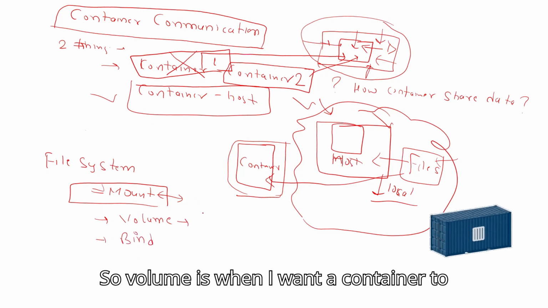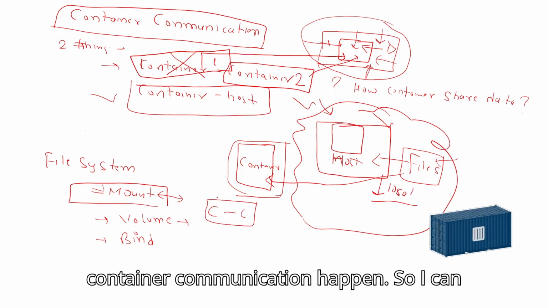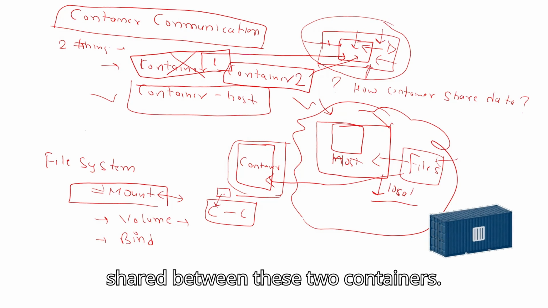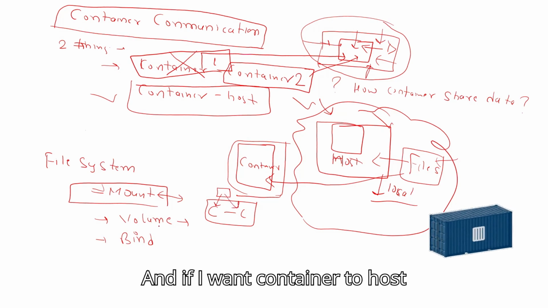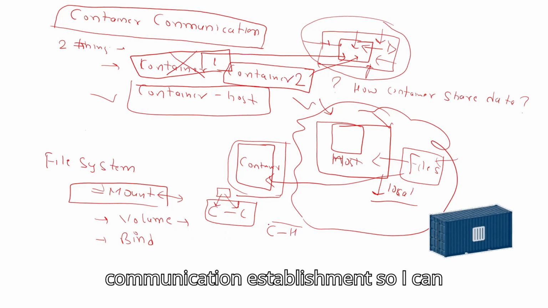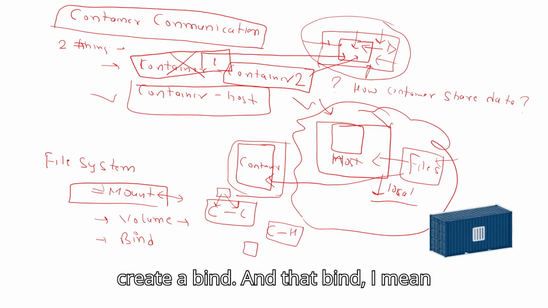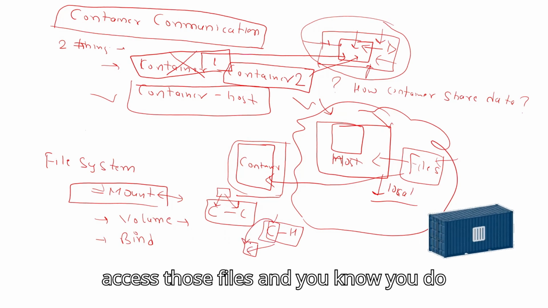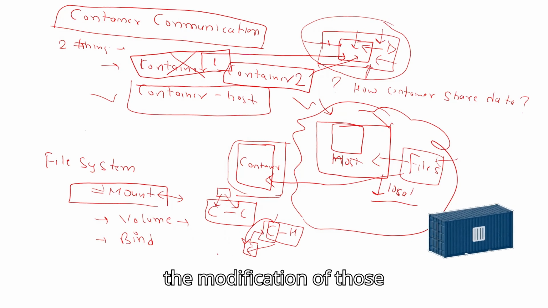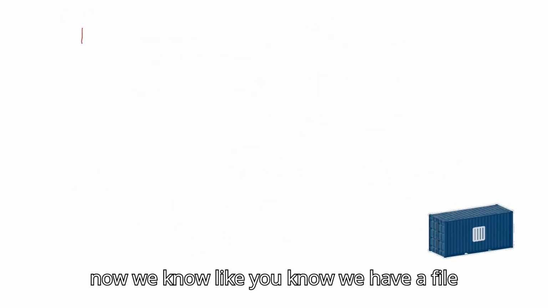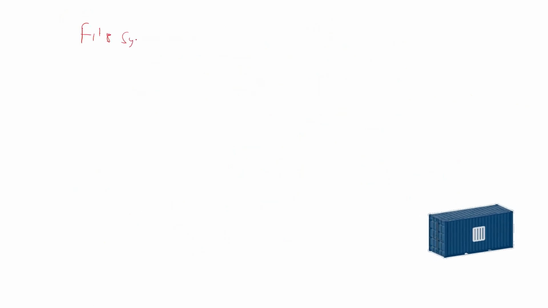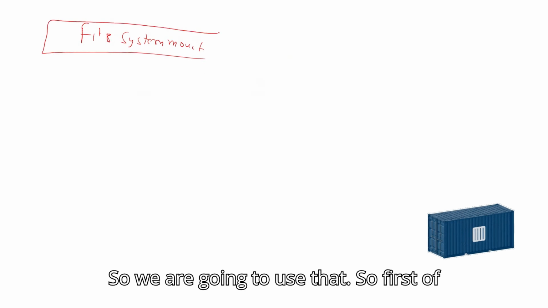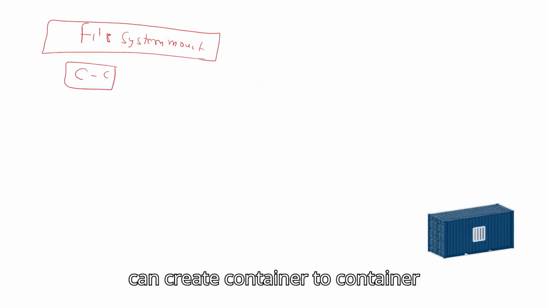Volume is for when I want container to container communication to happen. I can create a volume and let it be shared between these two containers. And if I want to establish container to host communication, I can create a bind, and those files will be in the host system. From the container, you can access those files and modify them. Now we know we have a file system mount, so we are going to use that. First of all, let's take a look at how we can create container to container communication.